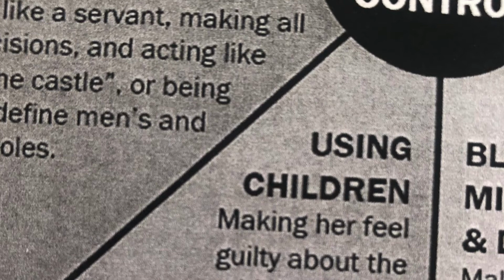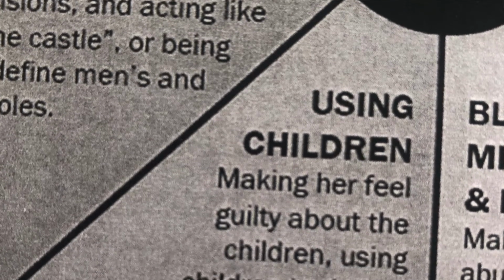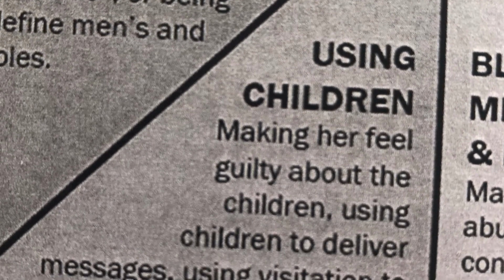Using children, so making her feel guilty about the children, using children to deliver messages, using visitation to harass her or threaten to take the children away. The abuser generally views their children as property. They're theirs. So they might say things like, "You can go, but you're not taking my child. If you take the children, I'll report you for kidnapping." Or they just turn the kids against you.